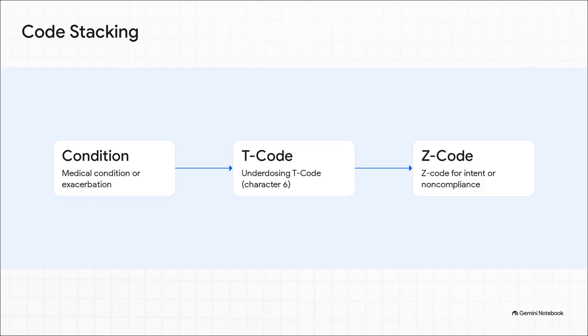First, you list the medical condition. Then, you add the underdosing T-code, which is identified by a 5th or 6th character of 6. And finally, you stack on a non-compliant Z-code to explain exactly why the underdosing happened. This 3-part stack gives payers the precise sequence of events.